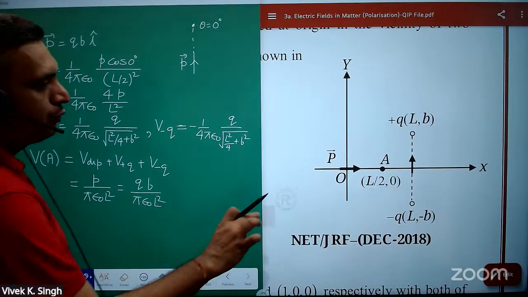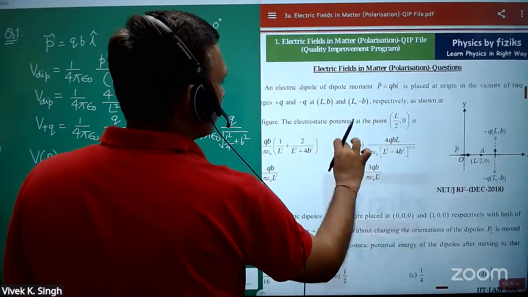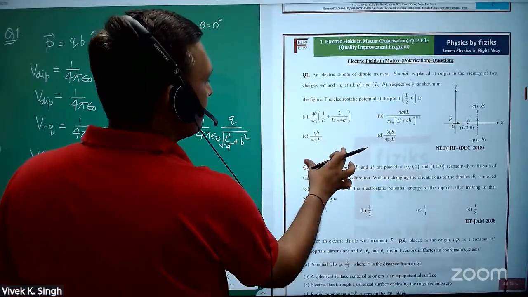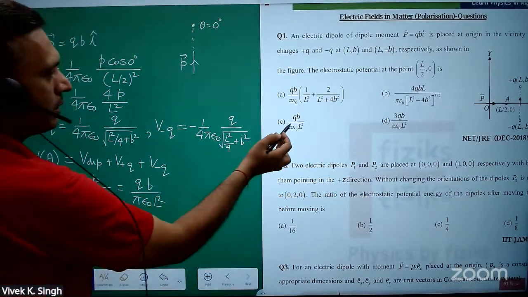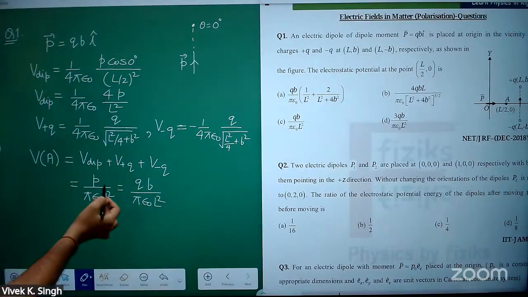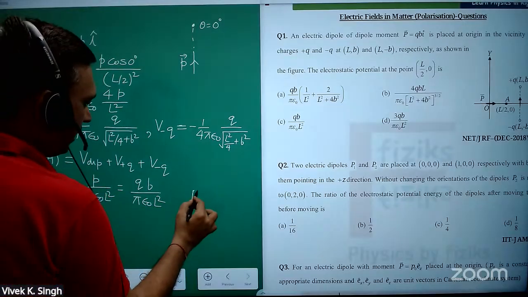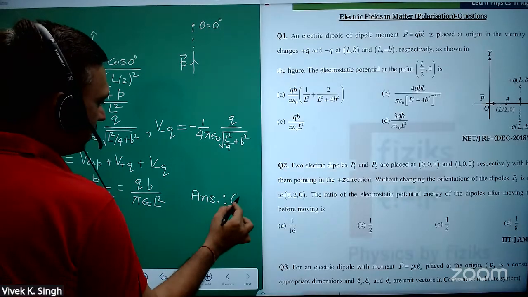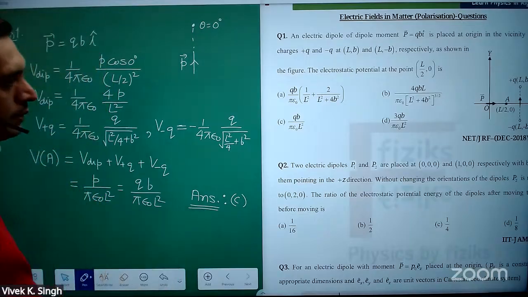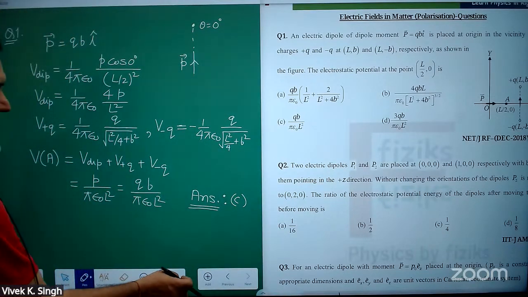So if you see the options here, just see the option. In this case, option C is correct. QB by, because dipole moment is given. So potential is QB by pi epsilon naught L square. So the answer is option C. Option C is correct here. Clear? So that is question number 1. Note it down.